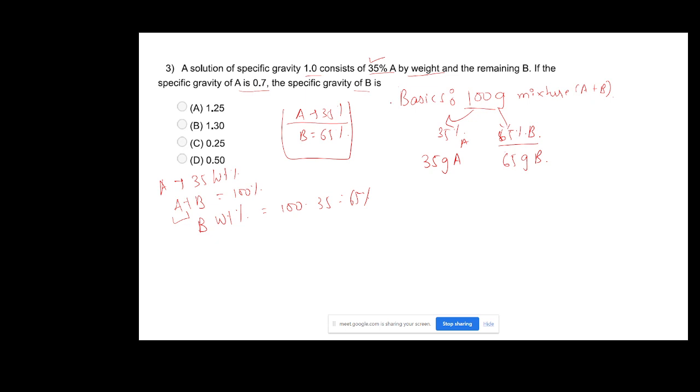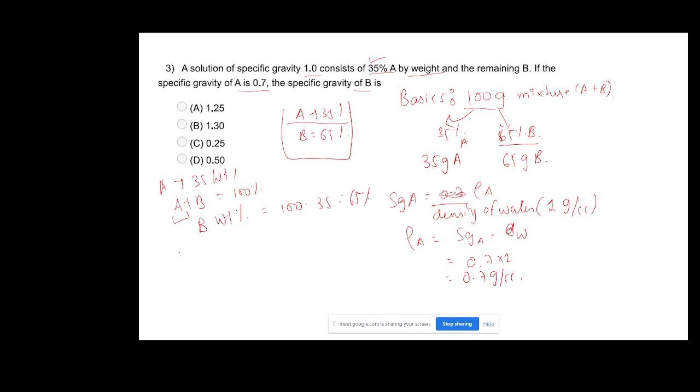Now here we are given the specific gravity of A. Specific gravity of A is 0.7, which is 0.7 by the density of water. The density of water is 1 gram per cc, because here we are dealing with grams. Sorry, here it will be the density of A. So the density of A is the specific gravity of A times the density of water, that is 0.7 into 1, which is 0.7 gram per cc.